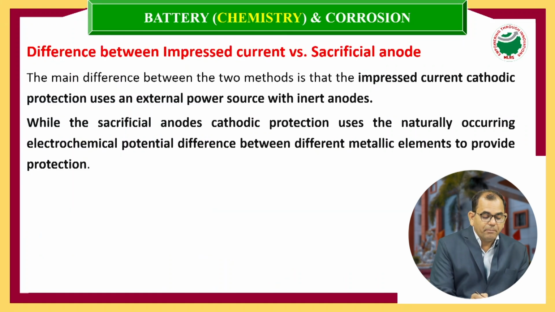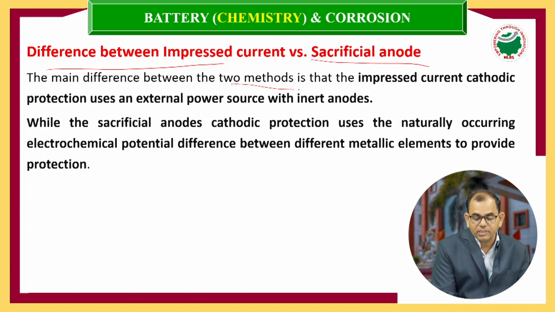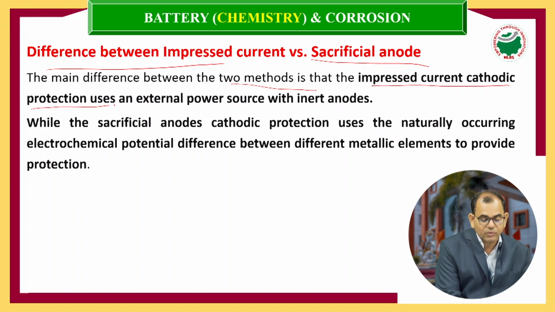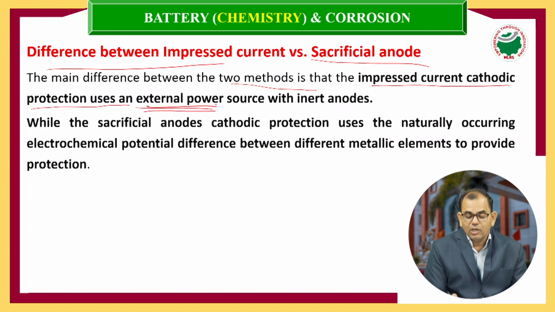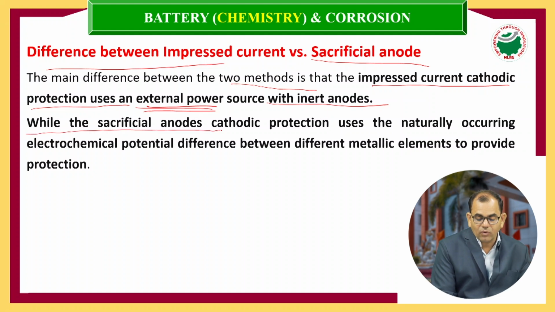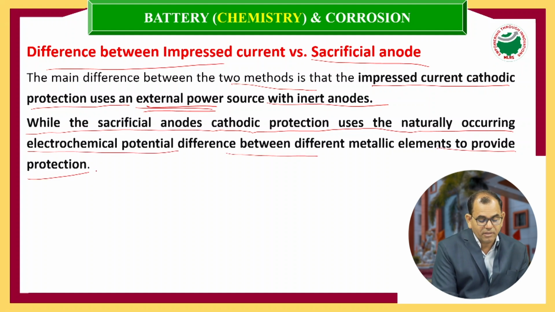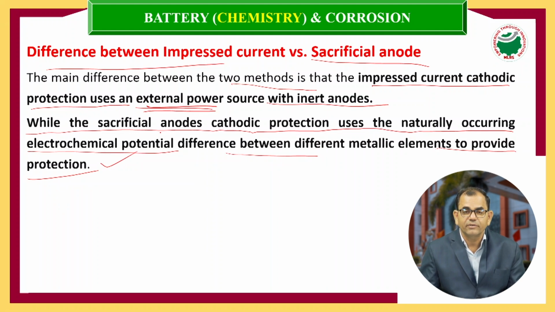Alright. Major differences between impressed current cathodic protection and sacrificial anodic protection. The main difference between the two methods is that impressed current cathodic protection uses an external power source to nullify the electrons which are released at the oxidation point, while sacrificial anodic protection uses the naturally occurring electrochemical potential difference between different metallic elements to provide the protection. Okay, these are the differences between sacrificial anodic protection and impressed current cathodic protection.